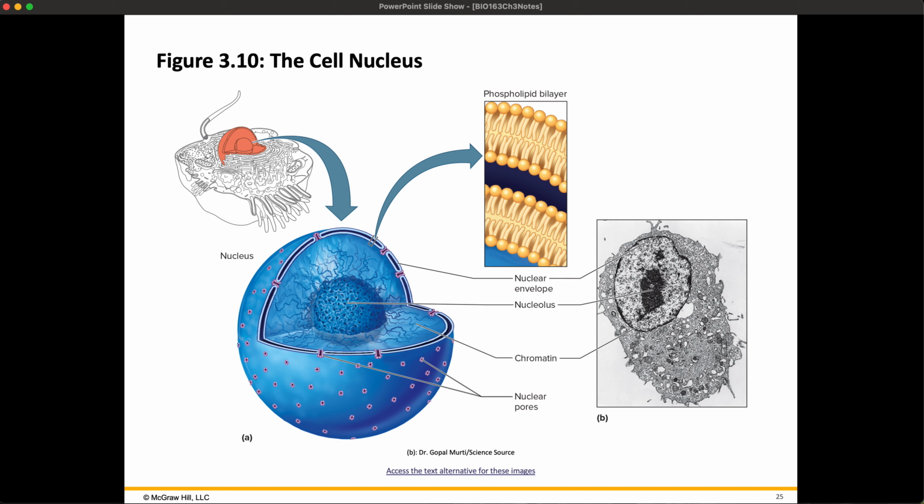Oh, wrong way. There we go. So in here you can see this chromatin, this very loose, uncondensed DNA. This entire thing is your nucleus. It has the nuclear envelope with nuclear pores, these little holes. And then the very center is the nucleolus. So that dark center in the middle is the nucleolus.